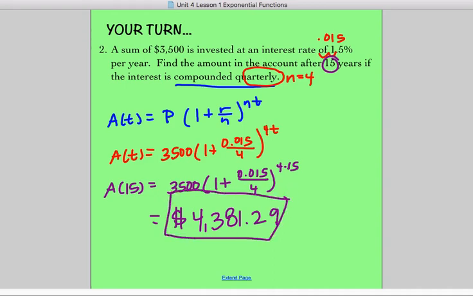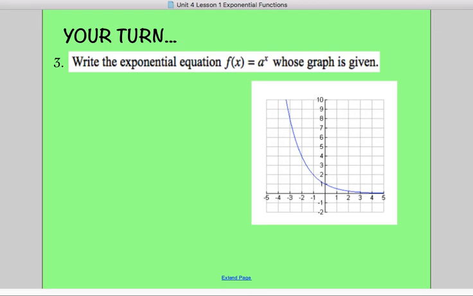Good. And the last, your turn. Find the exponential equation for the graph which is given. One thing to take note of on this one is we're going down. So what should my a value be? Should be less than 1. Okay. So I'm going to pick a point. I'm going to do (-2, 4).